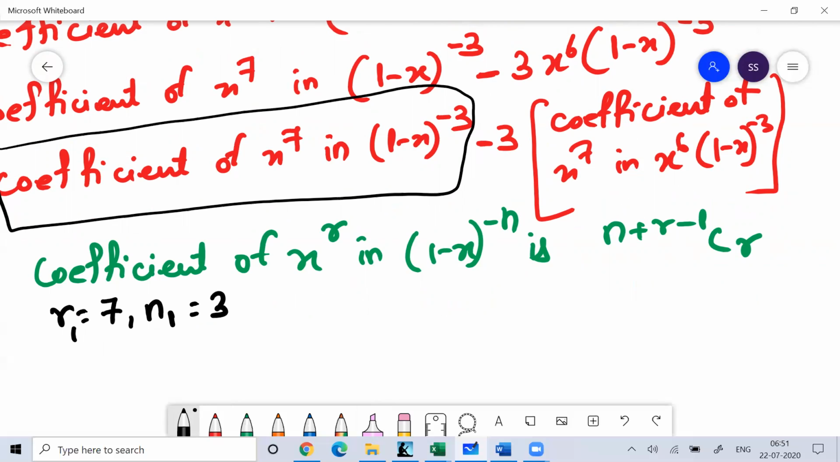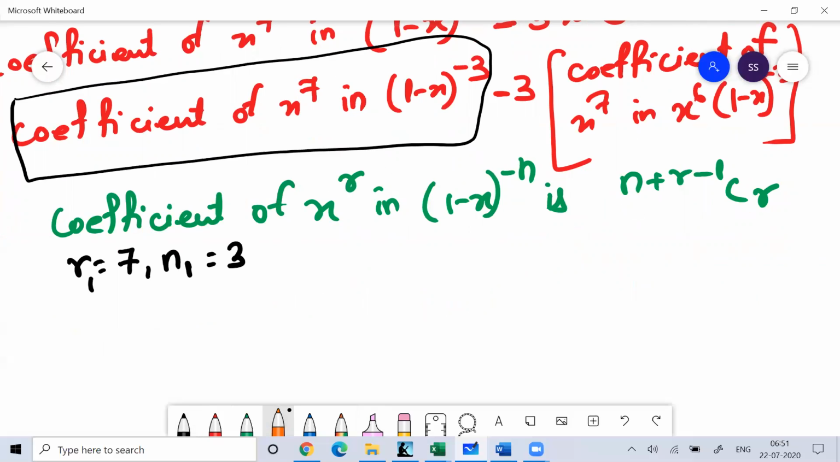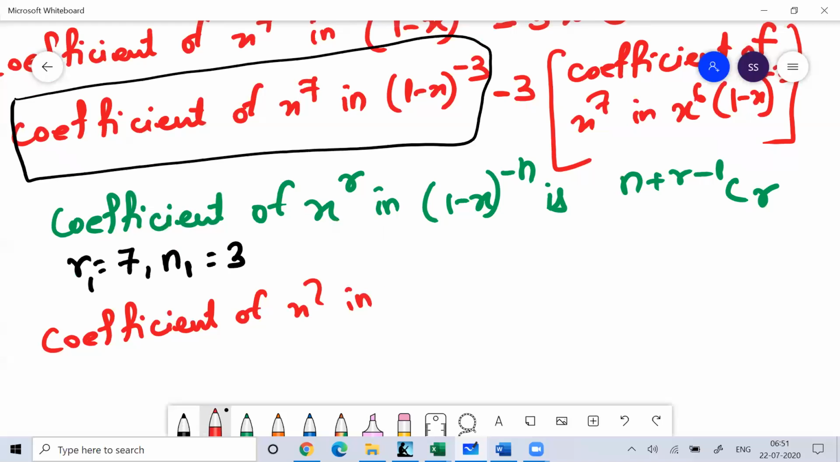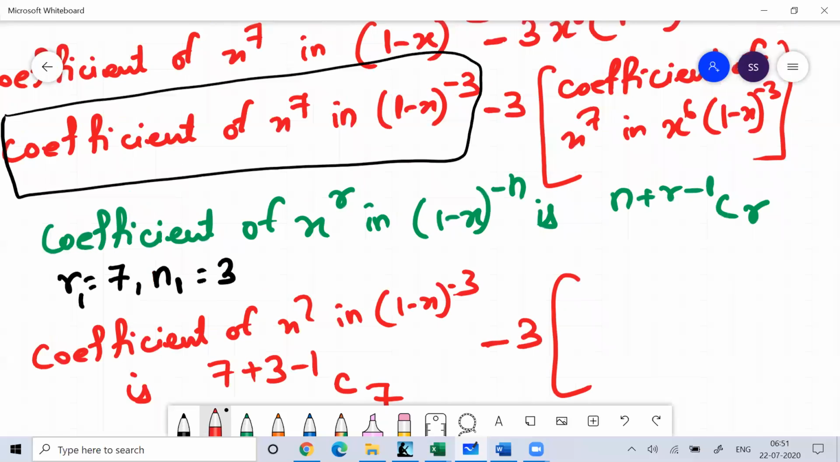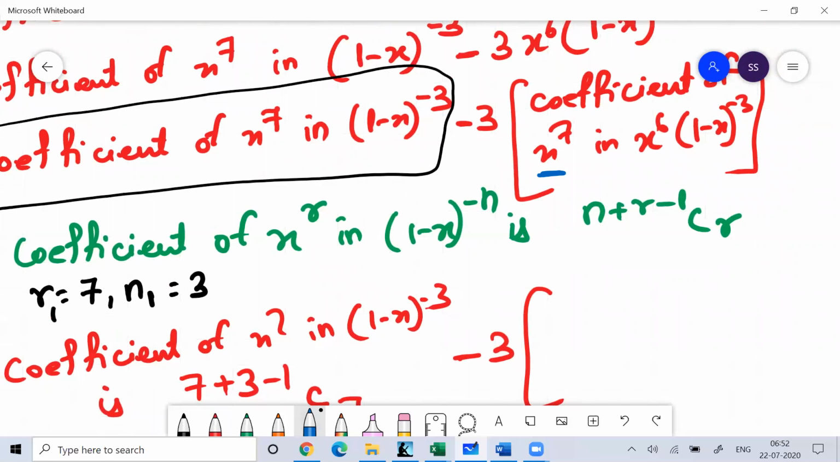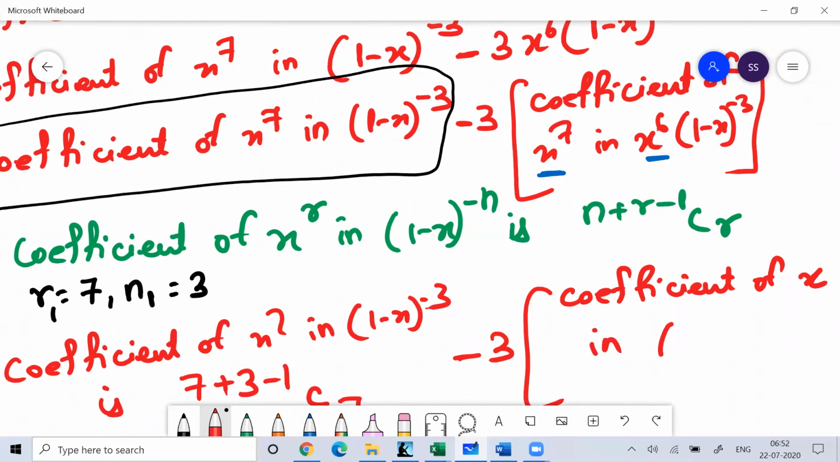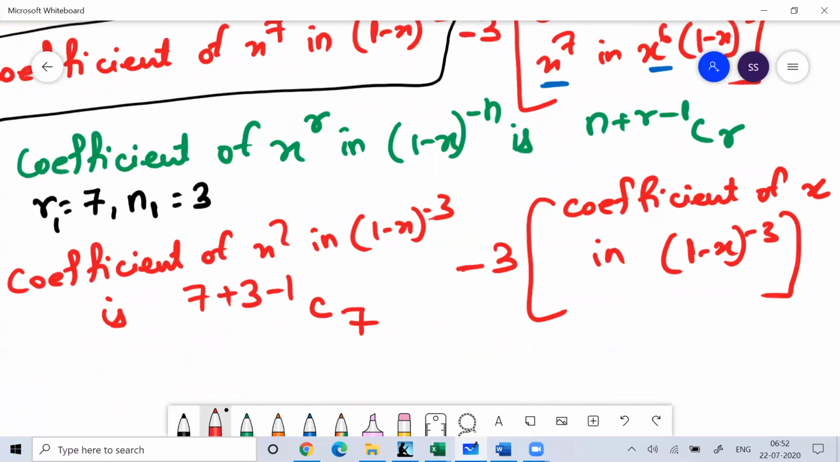So what is the coefficient? The coefficient of x to the power 7 in (1 minus x) to the power minus 3 is basically (7 plus 3 minus 1) C 7, minus 3 times... Now if you understand here, you are looking for the coefficient of x to the power 7, and here already x to the power 6 is there, means you now have to search only for x. So this is the coefficient of x in (1 minus x) to the power minus 3. Okay, so here your r value is 1 and n value is 3.